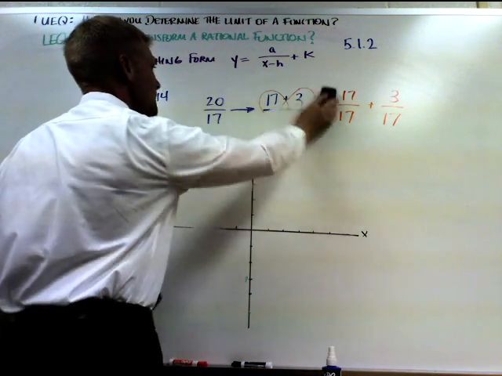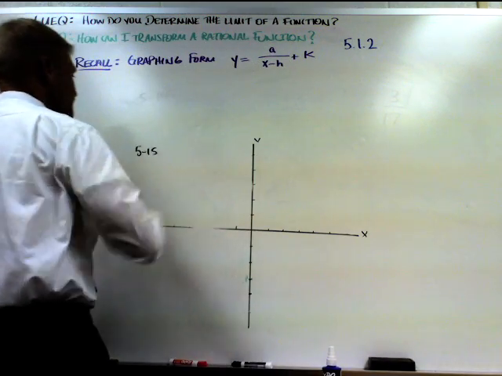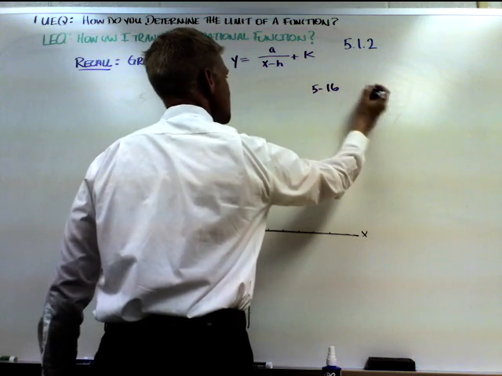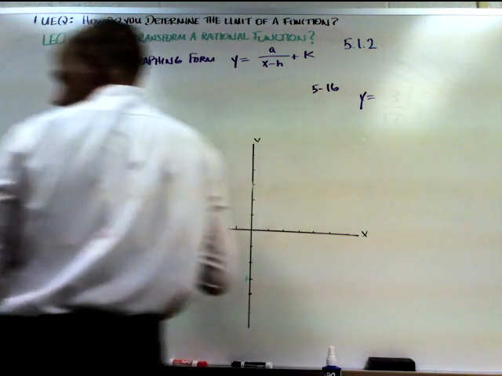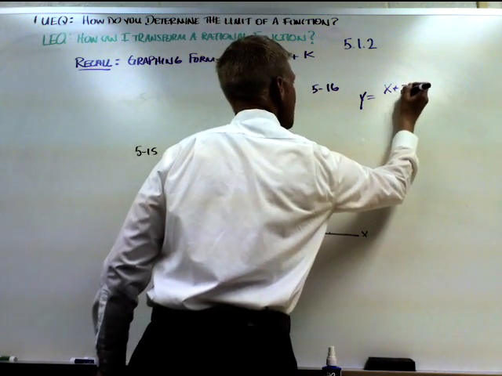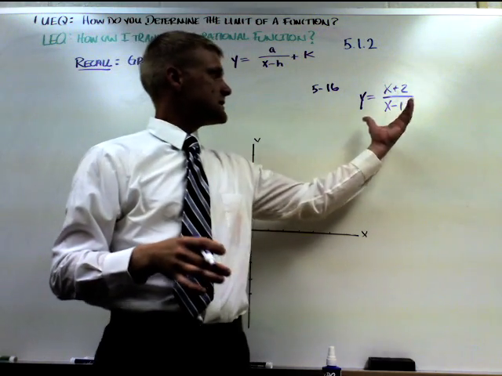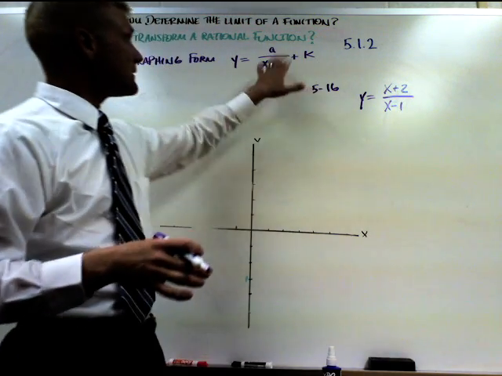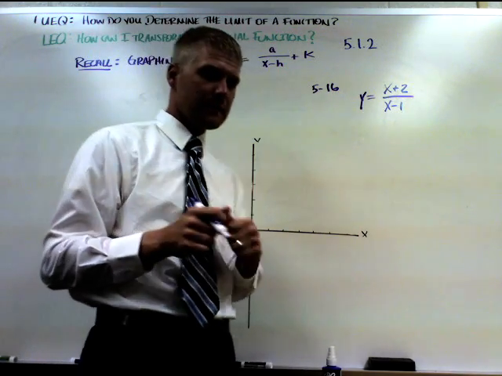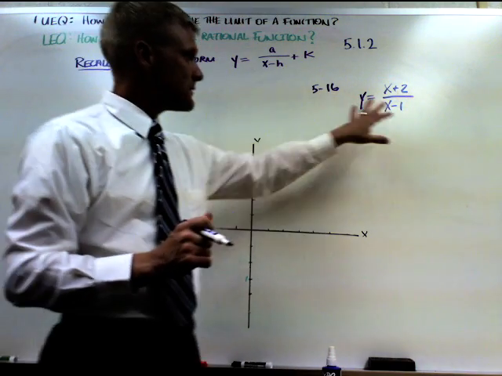Okay. Now, I'm looking at problem number 16 in your book. All right, 5-16. And they're giving us the equation y equals (x plus 2) over (x minus 1). The whole point of this lesson is to take this and convert it to graphing form. Because right now, we can't graph that. I mean, we can with a calculator, but we want to be able to do a quick sketch by hand.